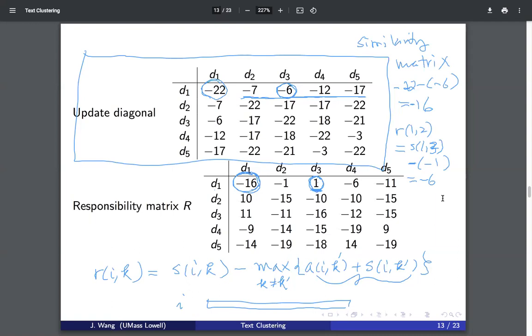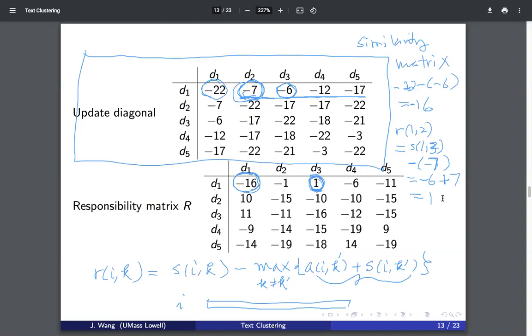Okay, so let me see. Why is that? Oh, I'm sorry. The largest one, not from this R matrix, from the S matrix. The largest one here is -17, but not this updated value. So I'm looking at the wrong row. So this is a -7. So that is -6 + 7. That's 1. So that's where we get this.